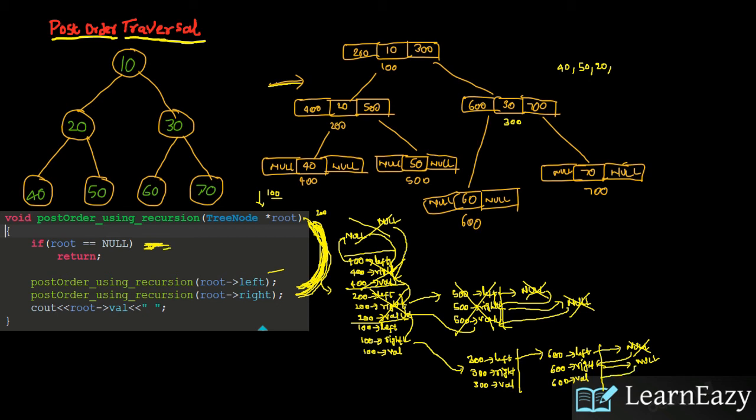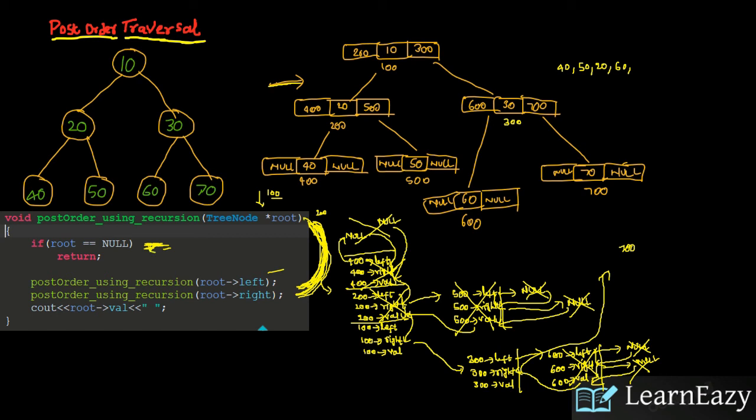Then it returns back to 600 value. The stack record will get deleted. 600 value nothing but 60. All 3 calls are done and the stack record will get deleted and it returns back to here, 300 right. So 300 right nothing but 700. 700 not equals to null.